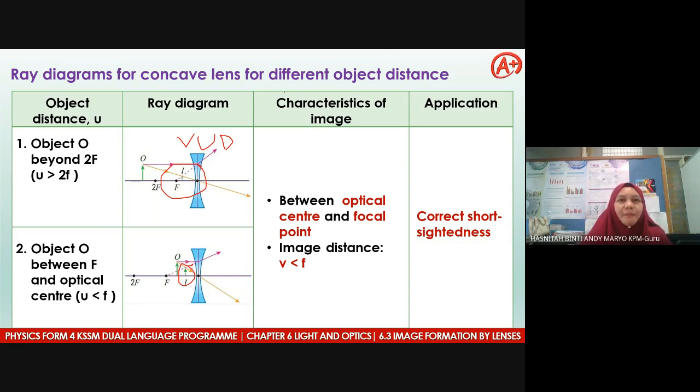So what is the purpose of a concave lens? It is used to correct short-sightedness, especially for young people, students.